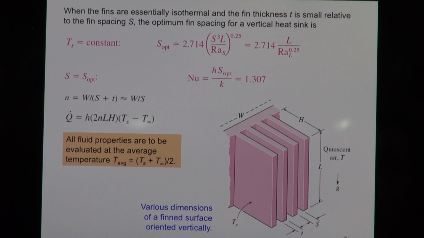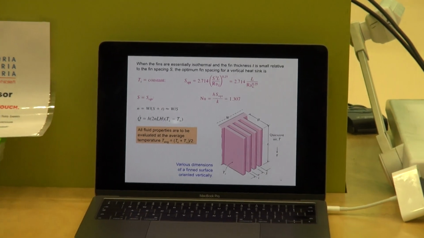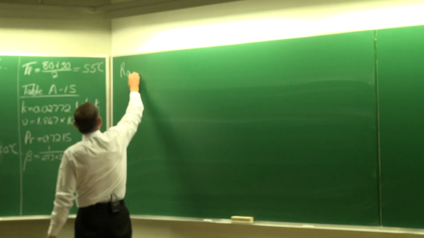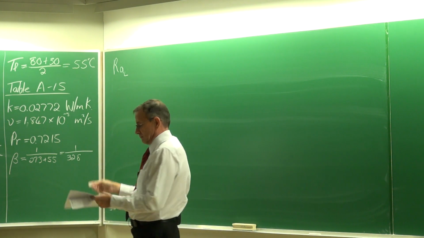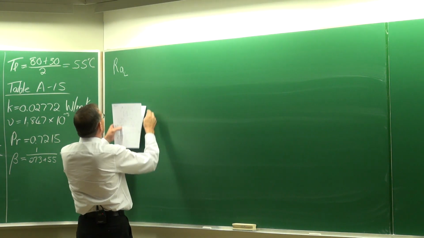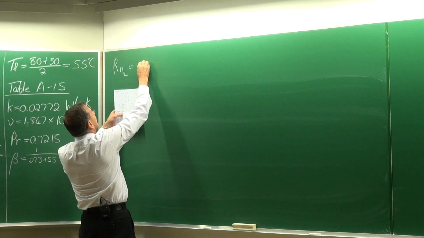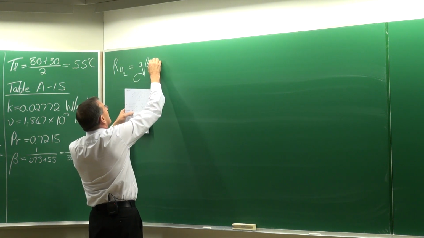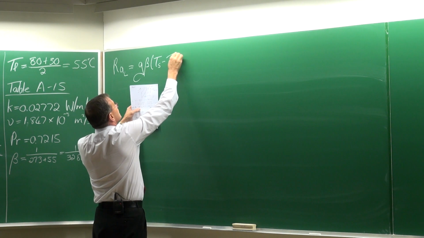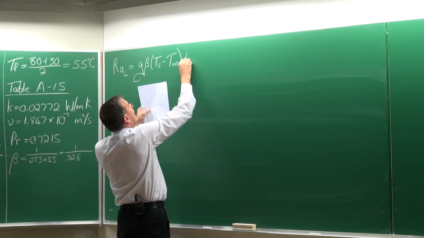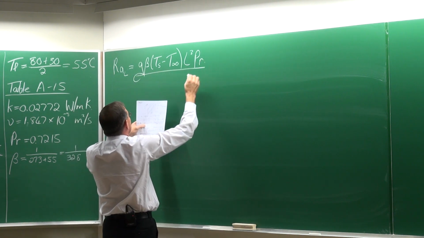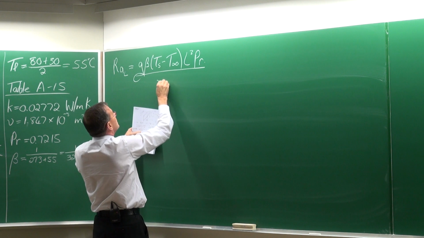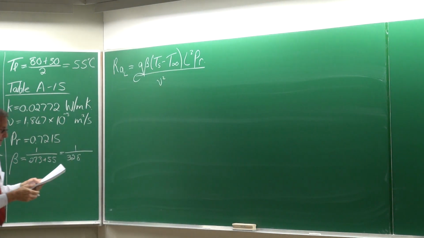Okay? So, in this case, we do not have S yet. It is what we have to determine. So therefore, we are rather going to use the Rayleigh number based on the length. So the Rayleigh number based on the length is equal to g beta (Ts minus T infinity) L to the third, multiplied by the Prandtl number, divided by the kinematic viscosity squared.